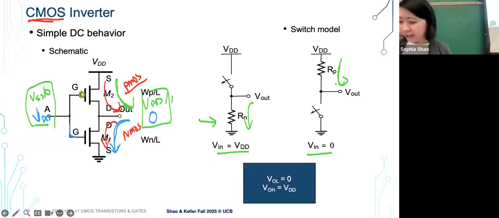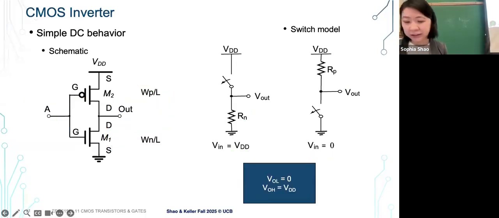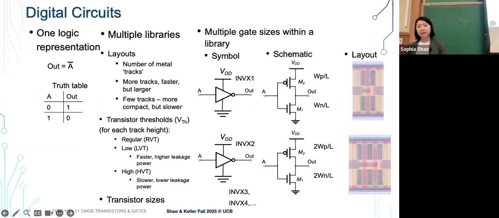Okay, so this is how we construct a CMOS circuit, with a combination of PMOS and NMOS devices. Now if we think about digital circuits, we start with our logic representations using Boolean expressions and truth tables. When we build things in hardware, there are different ways. We talk about different transistor technologies, and even for the same transistor technology, there are different libraries.